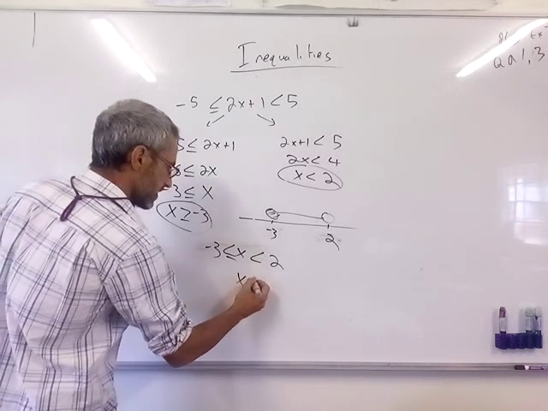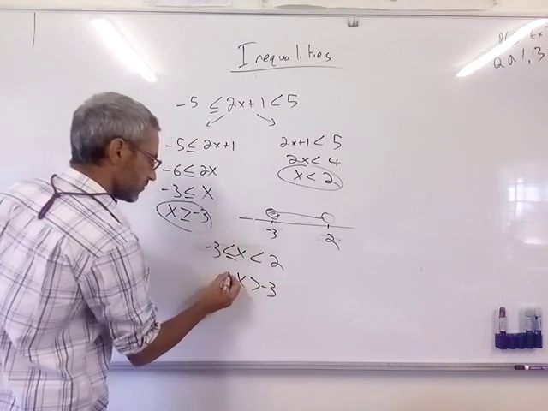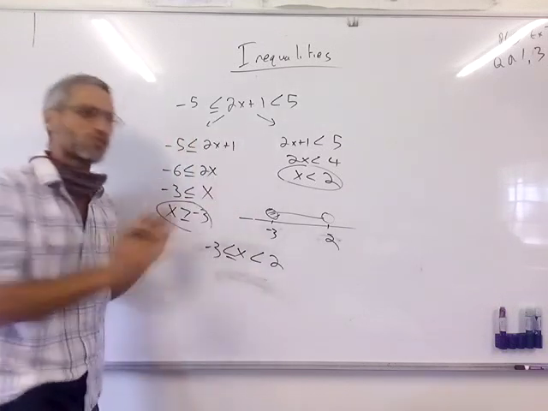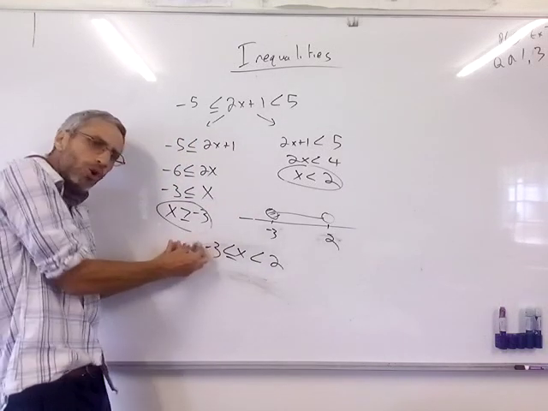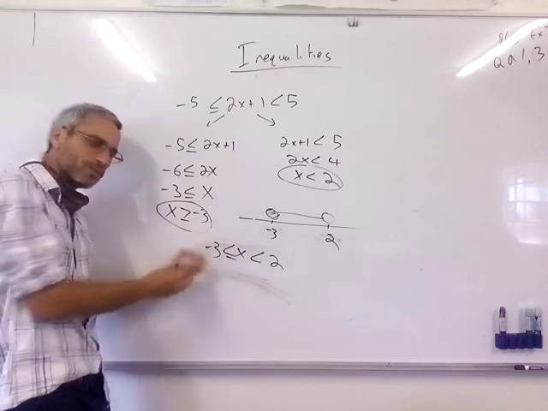Let's just write it like this. Always write the smaller numbers on the left and bigger numbers on the right.